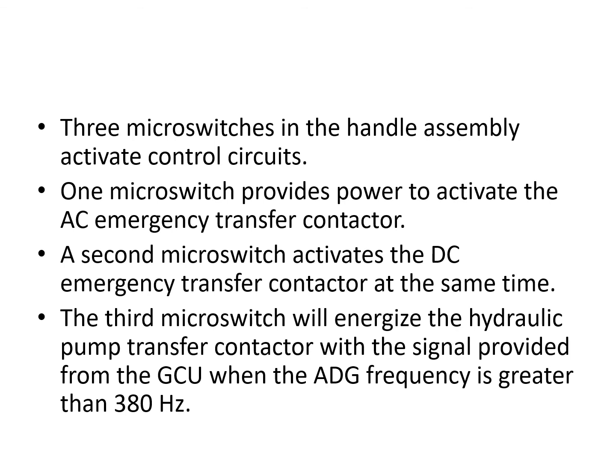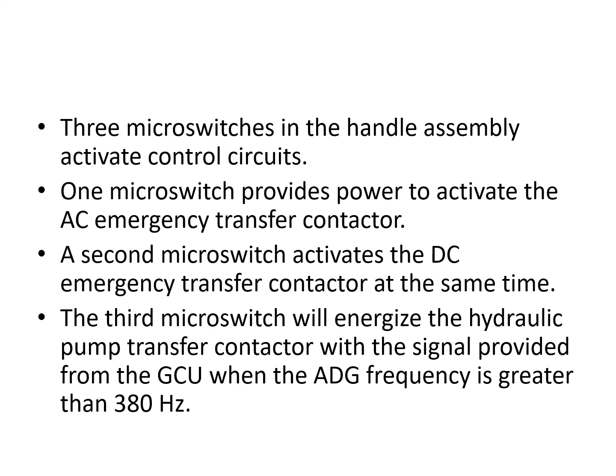So inside the manual release handle, you'll find 3 microswitches to manually activate the control circuits that would normally be done by the ADCU or the generator control unit. As you pull the manual release handle up, you activate these 3 microswitches. One of them provides power to activate the AC emergency transfer contactor. A second microswitch activates a DC emergency transfer contactor at the same time. And a third microswitch energizes the hydraulic pump transfer contactor with the signal provided from the GCU once the ADG frequency is greater than 380 Hz.